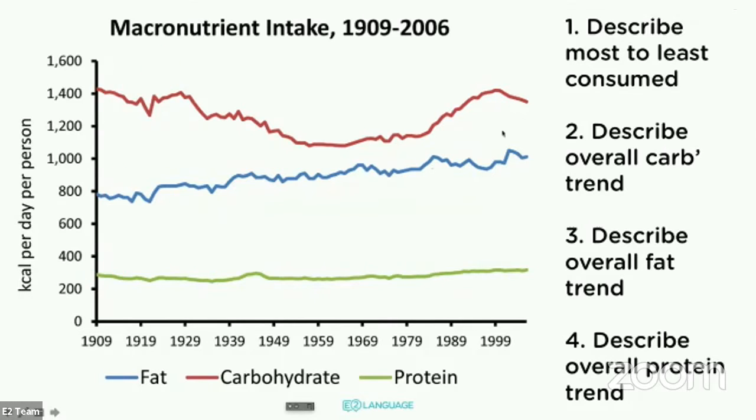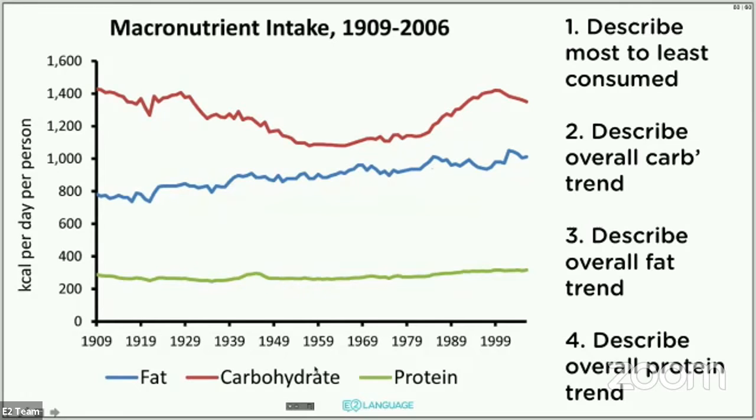So I'm going to write a sentence here where I describe which was most consumed and which was least consumed. Then I'm going to look at number 2. I'm going to describe the overall carb trend. So this is carbohydrate. I'm just going to look at this trend here, and it sort of went down and then went back up. Okay, so I'm just going to very briefly describe that.